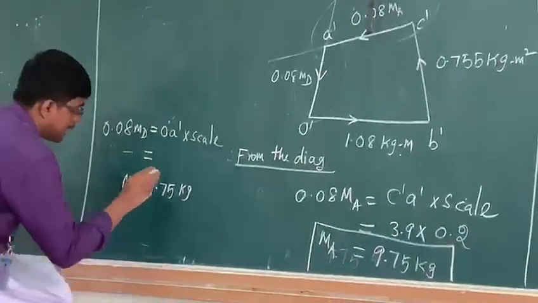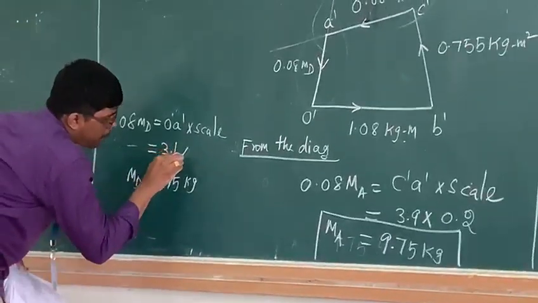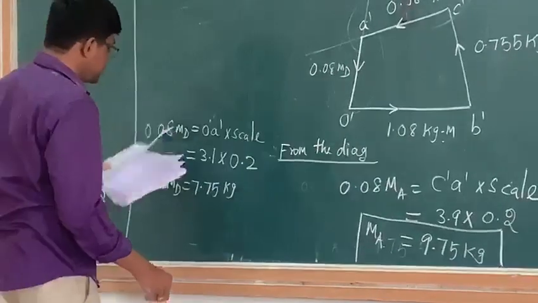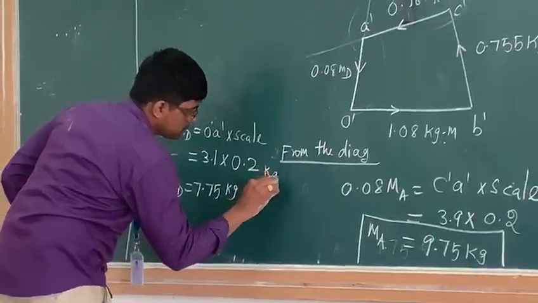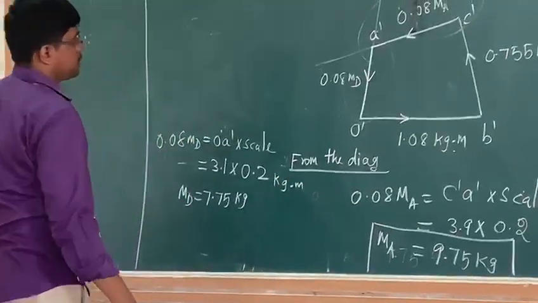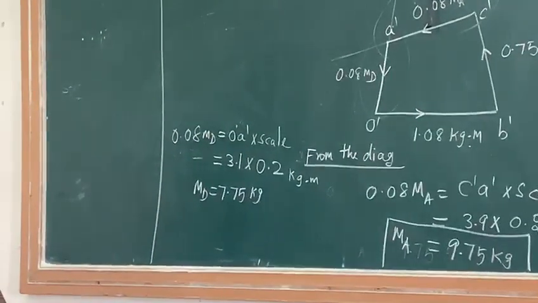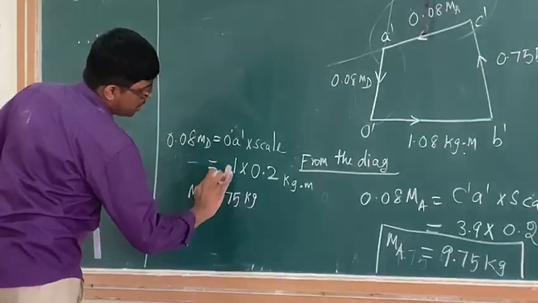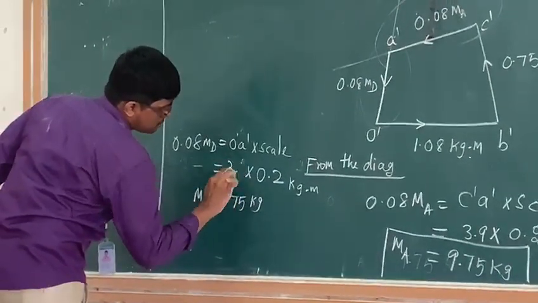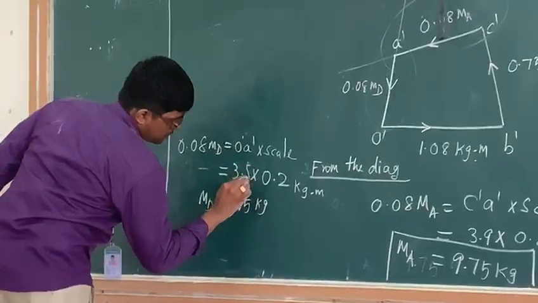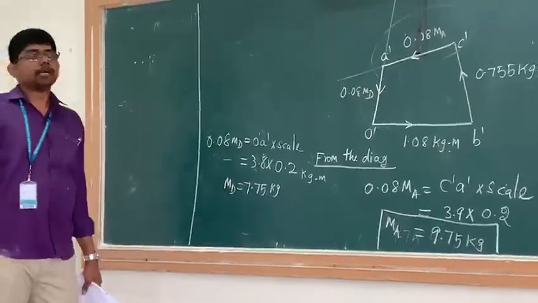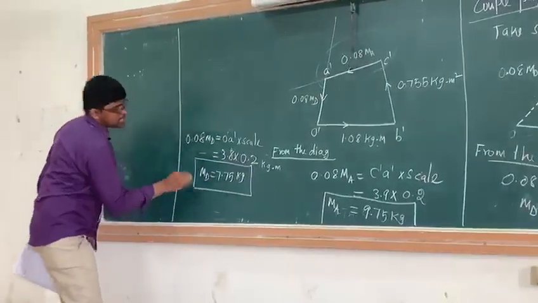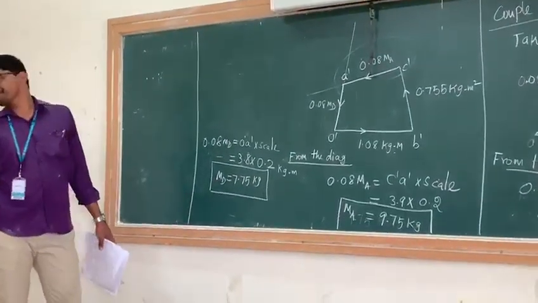Of O dash A dash, you will get the value of 3.1 centimeter into 0.2 kg. Okay, let us take 3.8 centimeter. You will get the value of m of d is equal to 7.7.